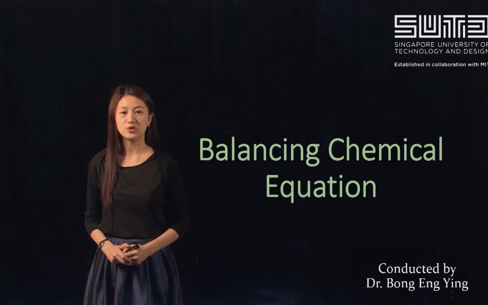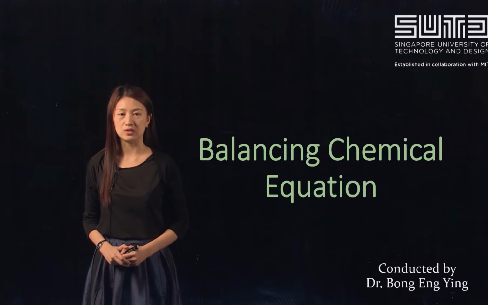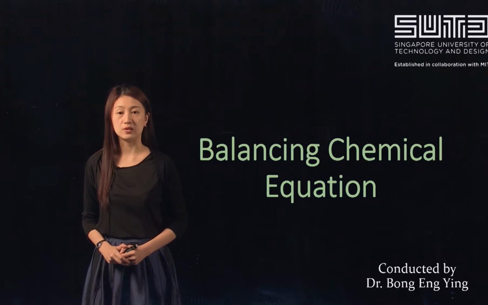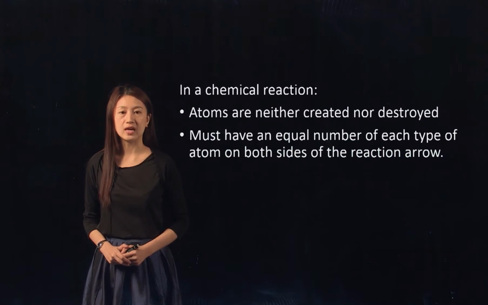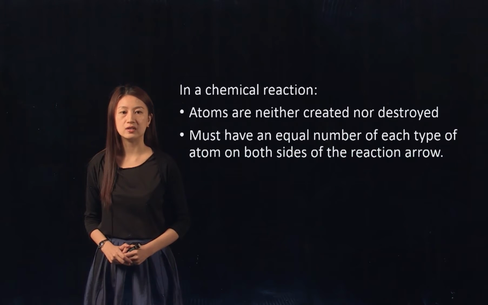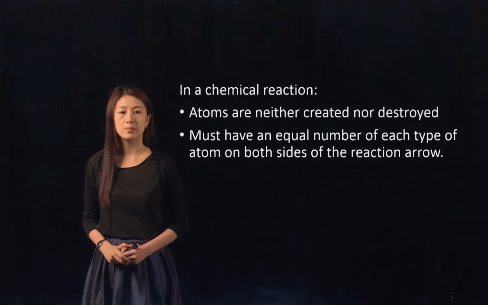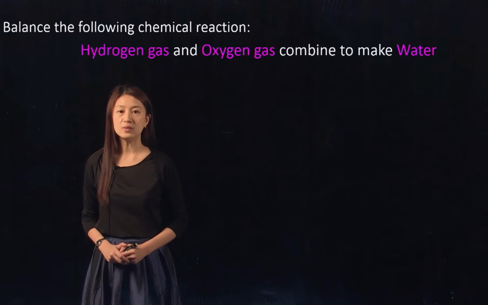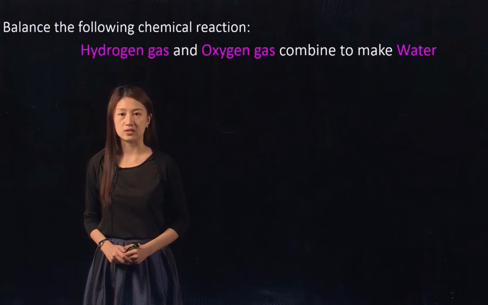In this video, I'm going to show you how to express chemical equations as a balanced chemical equation. In a chemical reaction, atoms are neither created nor destroyed, which means a chemical reaction must have an equal number of each type of atom on both sides of the reaction arrow. Let's begin by looking at this chemical reaction.